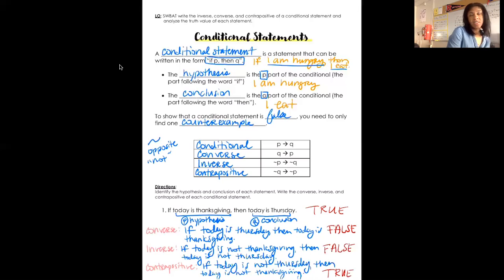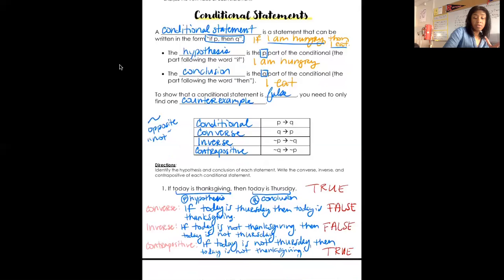When we go to our next lesson on biconditional statements, the truth value is very important. So for today, we're just kind of practicing identifying counterexamples and using that to determine if each of these statements is true or false, okay?